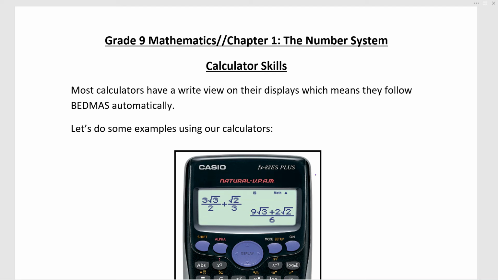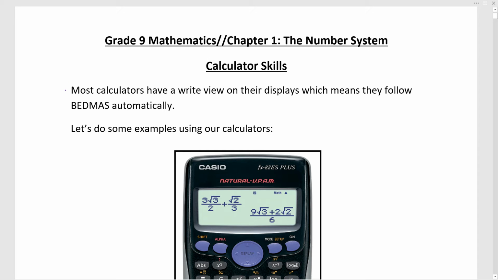This lesson is going to walk you through some reminders about how to use your lovely Casio calculator, and it's also going to focus on some of the things that you will be doing a bit more in Grade 9 and help you avoid some of the mistakes that we often see when people are using their calculators.